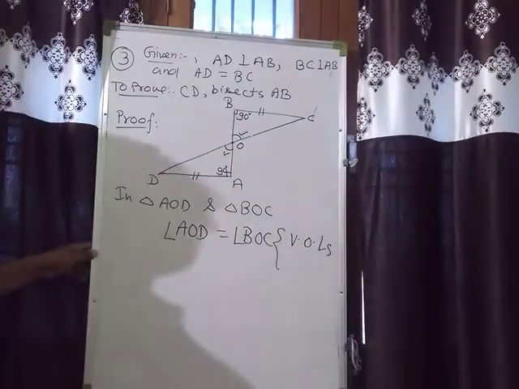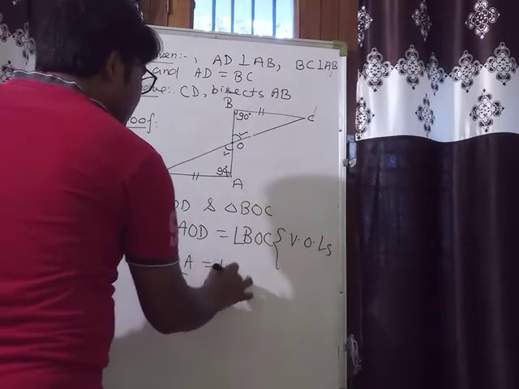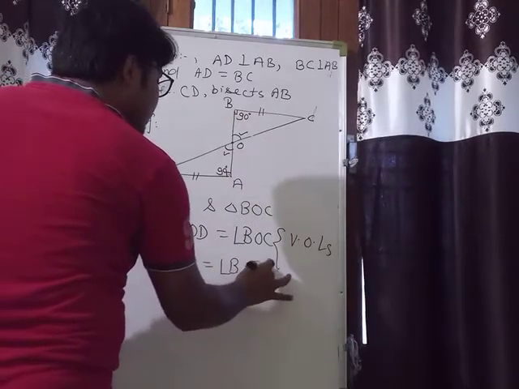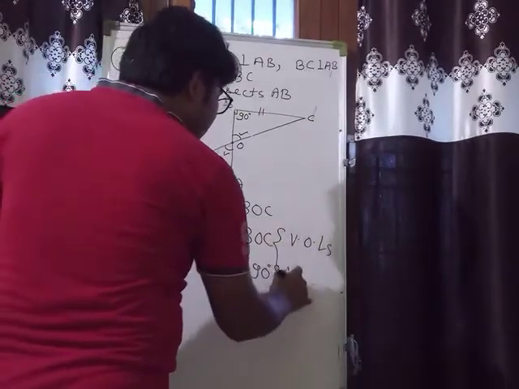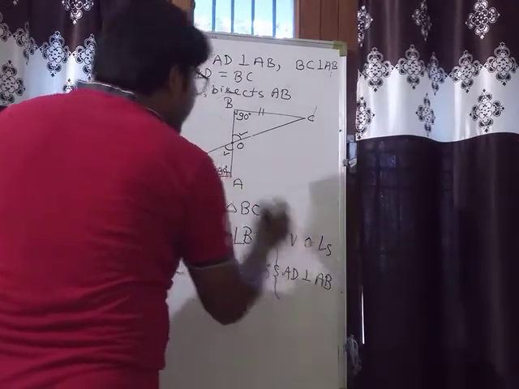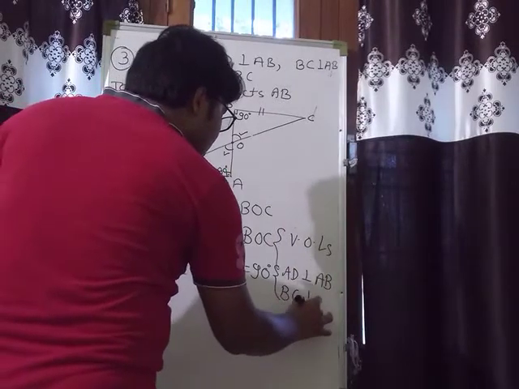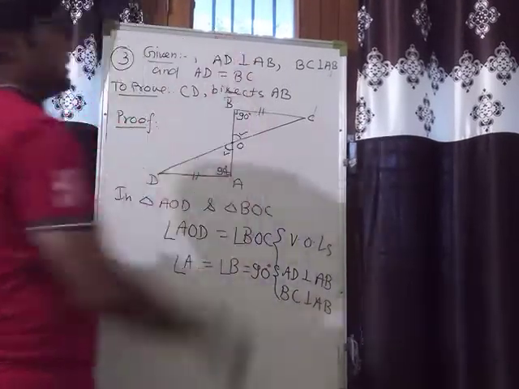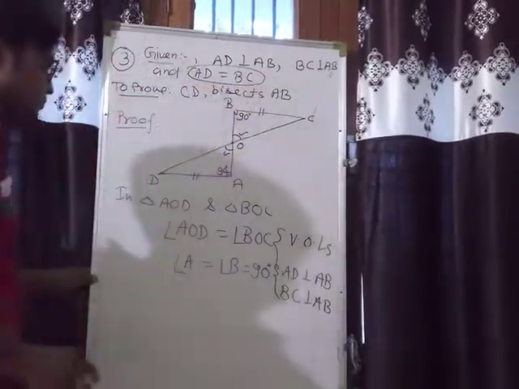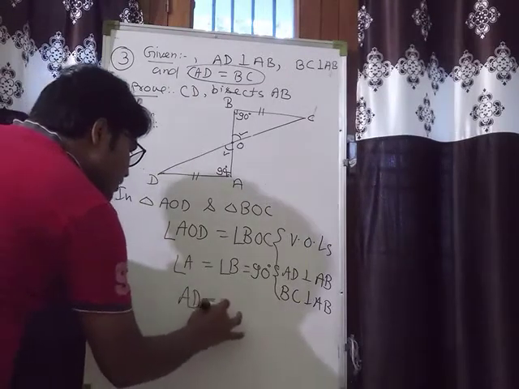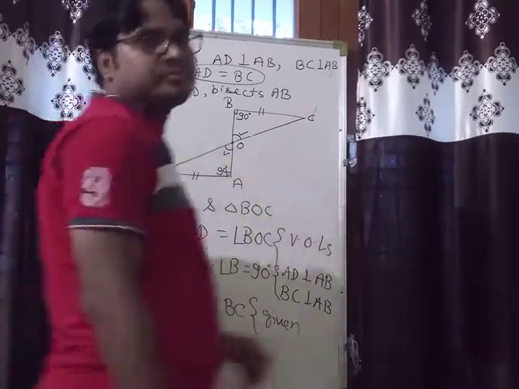Okay. Now angle A and angle B are equal. Both are equal to 90 degree. Why? Because AD is perpendicular on AB. That's why angle A is 90 degree. And BC is perpendicular on AB. That's why angle B is 90. Okay. And in the question it is given that AD equal to BC. It is given in the question.